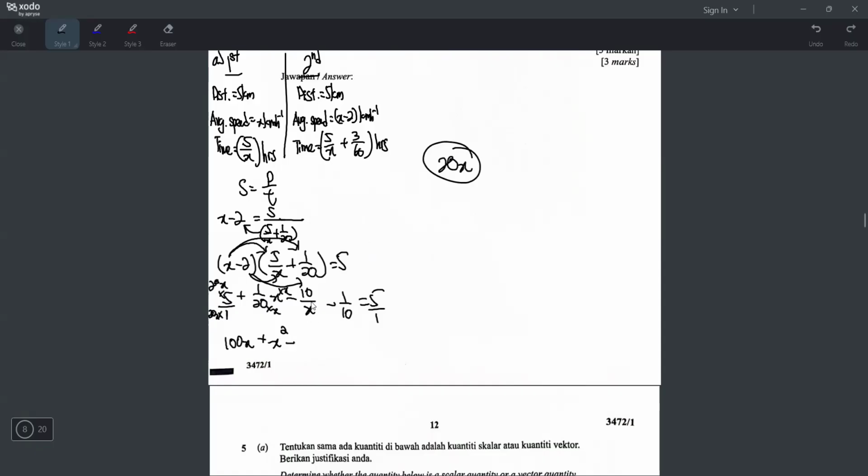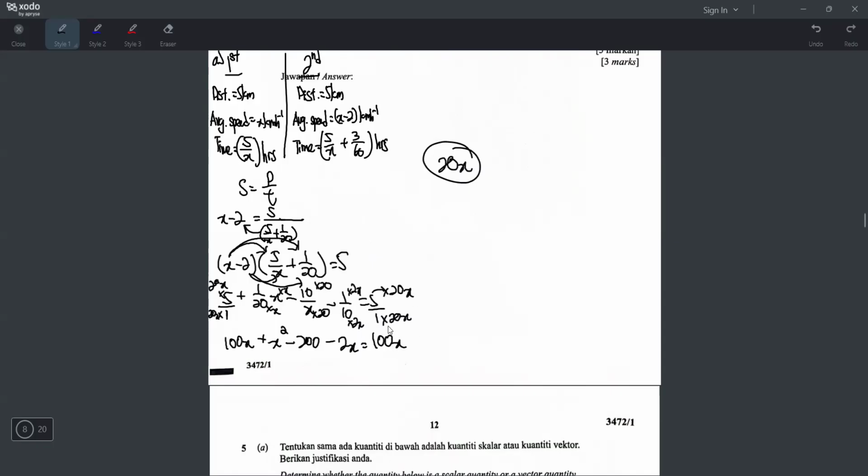Okay, what about this? Over x. Over x macam mana nak jadi over 20x? You times 20 lah. And when you times 20, you get 200. Okay, what about the 10? How to jadikan 20x? Times 2x, right? When you times 2x, you get 20x. So you just left with 2x here. And then the last one, how you make it 20x? This one is over 1. So you darab 20x, ini pun darab 20x. So you'll get 100x here.